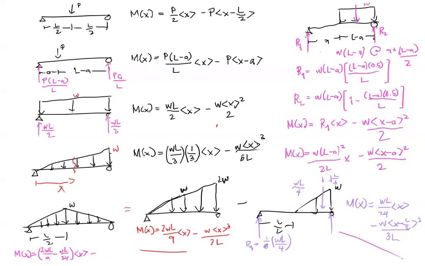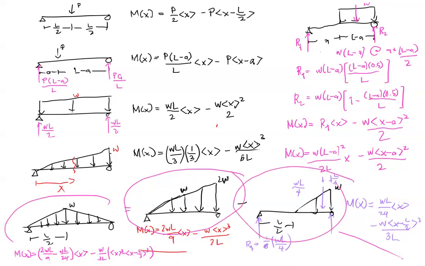So, meron kang mafa-factor out na. So, yung common term nila is omega over 3L, multiplied by x cube minus x minus L over 2q. So, ito yung moment function. So, basically, what I did is I invoke yung superposition method. So, sinuperimpose ko lang yung basic beam loading from this para makuha ko ito.